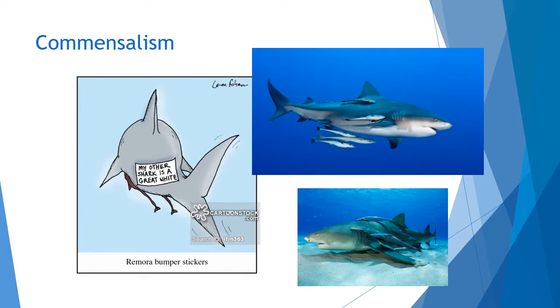However, the shark is really not benefited from the relationship here with the remora, and it's not really harmed either. So this is an example of commensalism, where one organism benefits and the other is neither helped nor harmed.